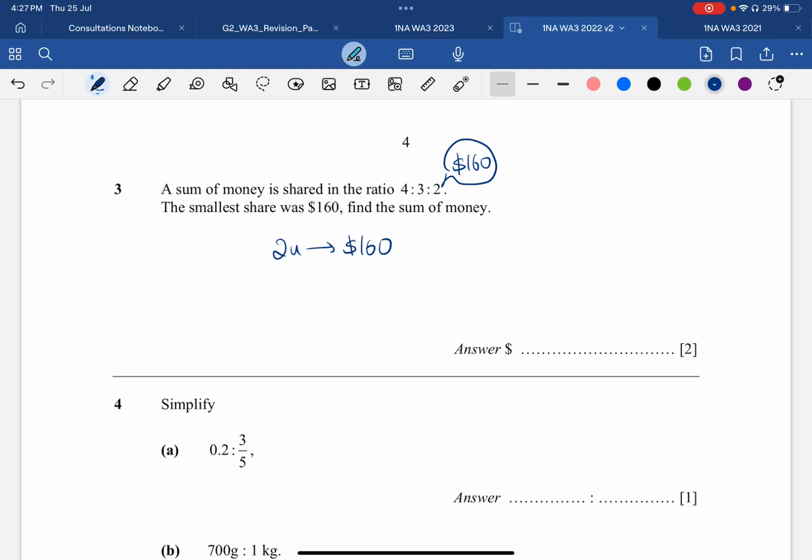4 plus 3 plus 2, that gives us 9 units. So you find out what is 1 unit first. 160 divided by 2, that's $80. And then 9 units will be 80 times 9, which is $720. So the sum of money is $720.